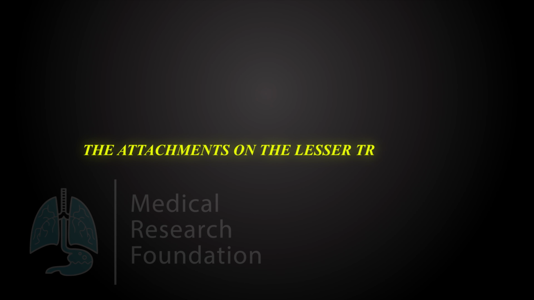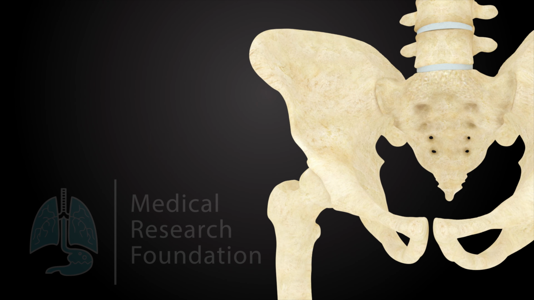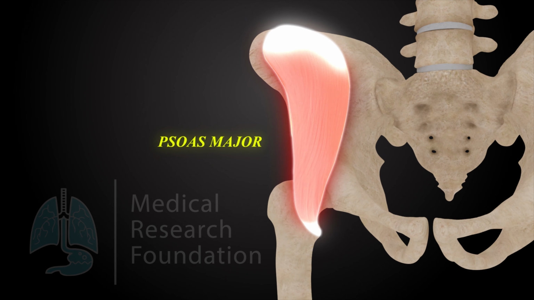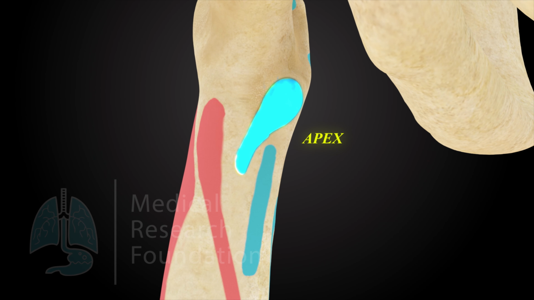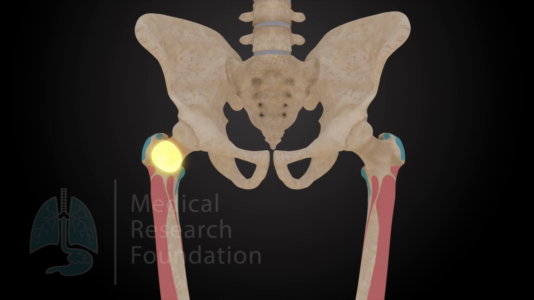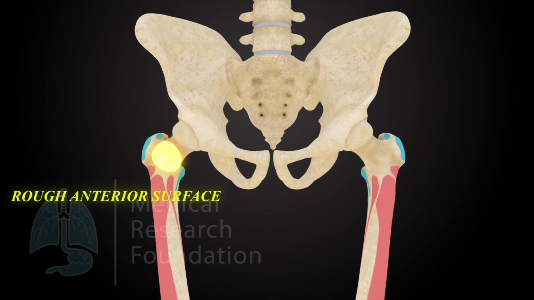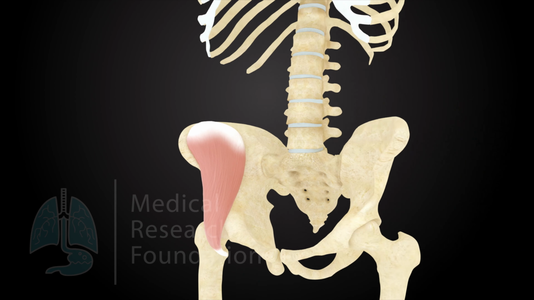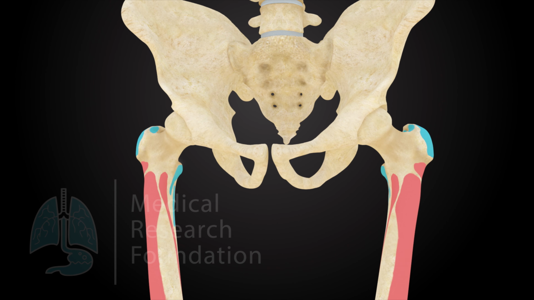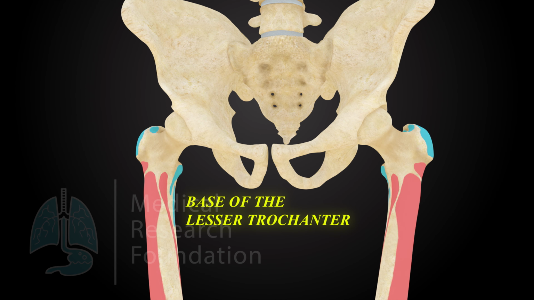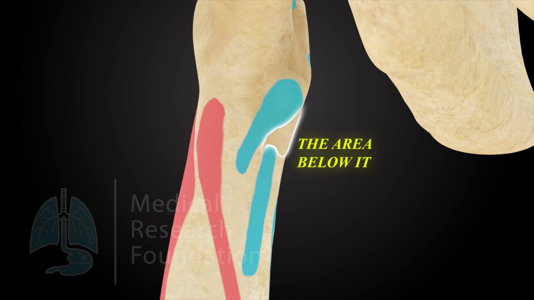The attachments on the lesser trochanter are as follows. The psoas major is inserted on the apex and medial part of the rough anterior surface. The iliacus is inserted on the anterior surface of the base of the lesser trochanter and on the area below it.